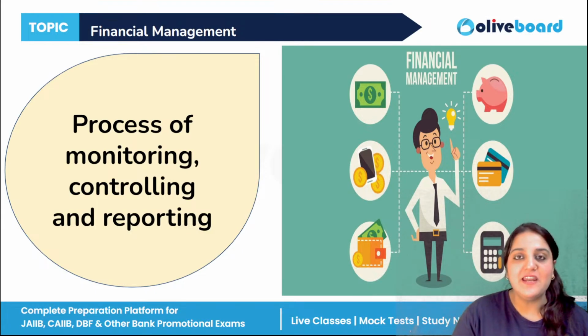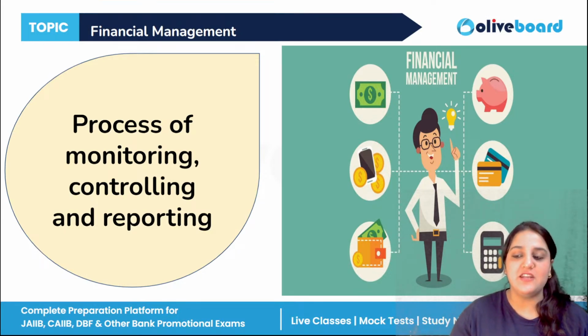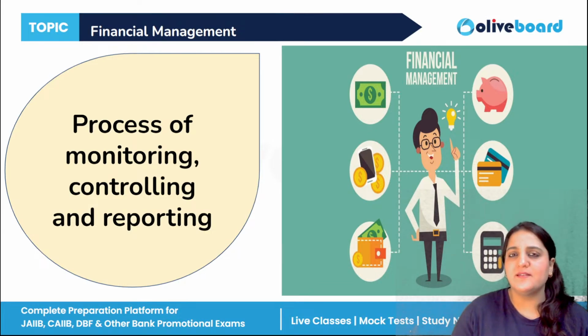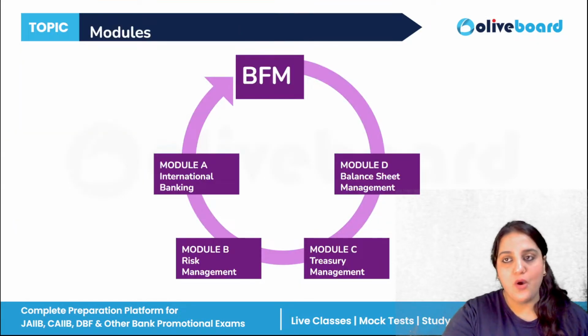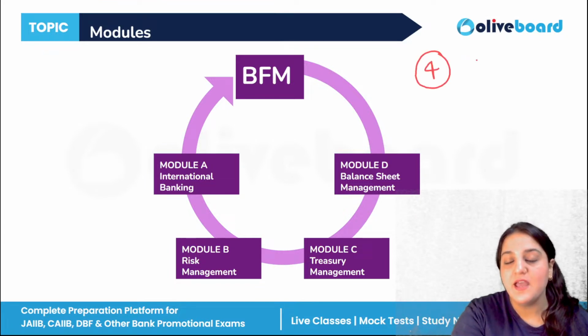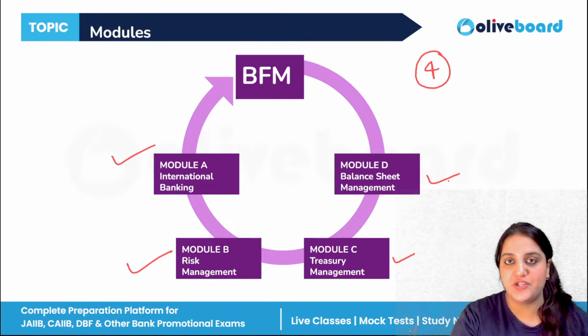So financial management, in this we learn how to monitor the things, how to control the things, how to report the things. So that is financial management. And bank, where we enjoy some services related to deposits, and they offer different types of services to their customers. Now if I talk about the modules in the BFM, there are 4 modules in the BFM. First module is international banking, second module is risk management, in which we are going to learn about the management of risk. Module C is treasury management, and module D is balance sheet management.